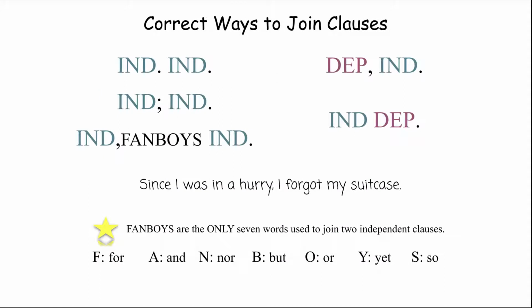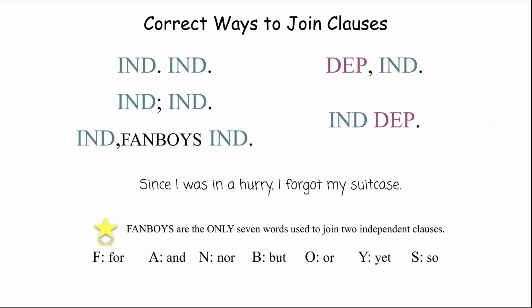Now that we've talked about the different types of clauses, we're going to talk about different ways to correctly join clauses. So if we look at this example sentence at the top, we have, since I was in a hurry, I forgot my suitcase. Underlined in purple is a dependent clause. We have our subject and our verb, I was, but it starts with one of those words that Jenna told us to look out for. Our clause over here, I forgot my suitcase, is an independent clause. It also has a subject and verb, I forgot, but it can stand alone by itself as a sentence. So this is an example of dependent, comma, independent. When your dependent clause comes first, you put a comma after it before the independent clause comes in the sentence.